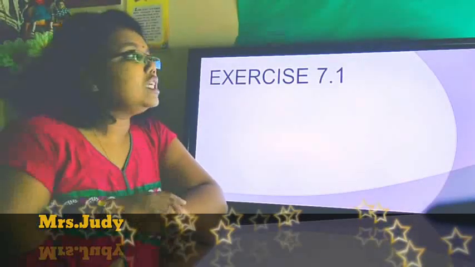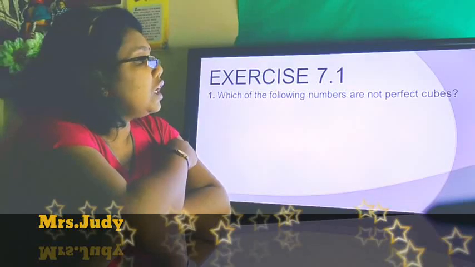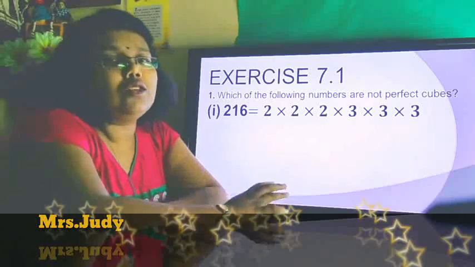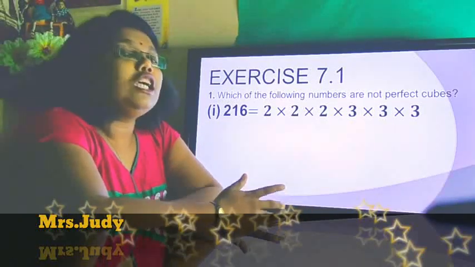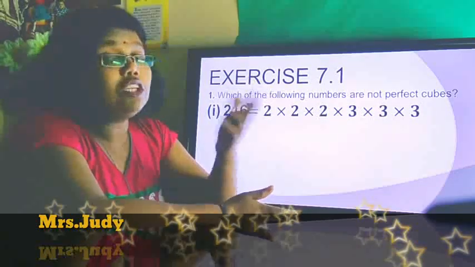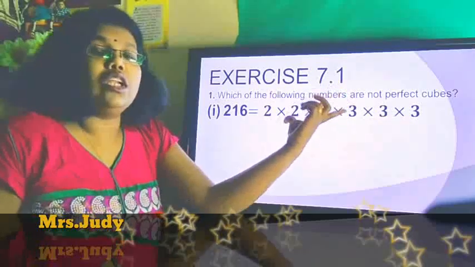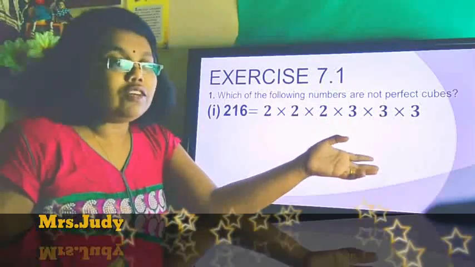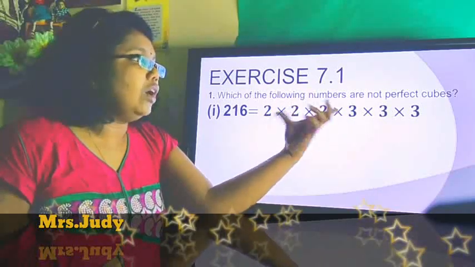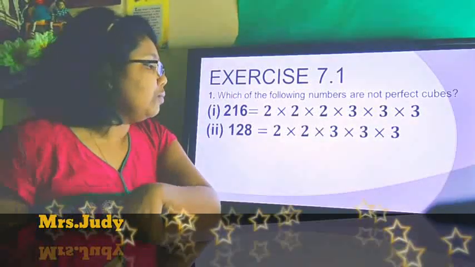Now we come to exercise 7.1. Which of the following numbers are not perfect cubes? Now we have to do prime factorization, and then if the groups are not of 3 each, then the numbers are not perfect cubes. So first one, we have three 2's and three 3's. Different numbers, yes, but there is a group of 3 on either side, for 2 and for 3. On both sides we have 3 each. So it's a perfect cube.